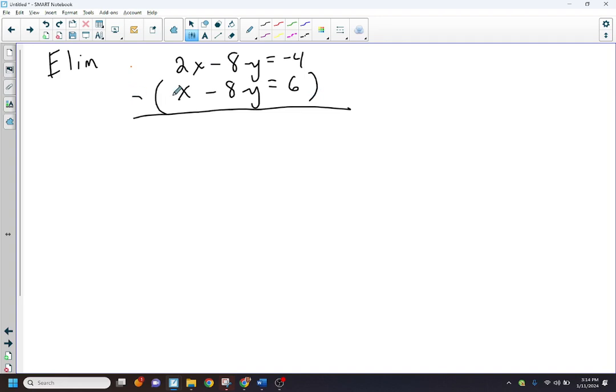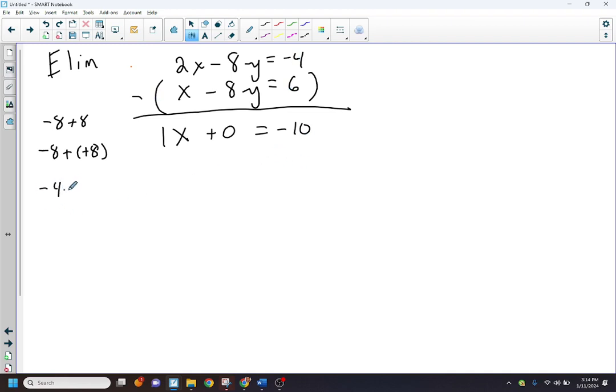So 2x minus 1x is just 1x. Negative 8y minus negative 8y is negative 8 plus 8, so that's 0. Equals negative 4 minus 6, which is negative 10. Negative 8 minus negative 8 is 0, because it's a double negative, so it's positive. It's not negative 6 or 24, it's negative 4 minus 6, so it is negative 10.